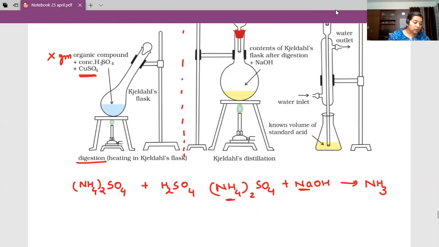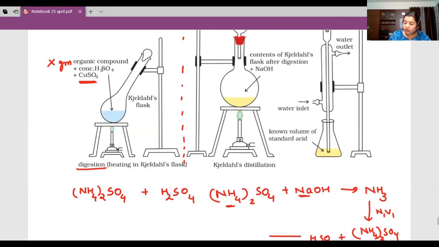Now, this ammonia liberated is passed into a known amount of sulfuric acid. Now it is treated with a known amount of H2SO4. You should know how much you have taken, N1V1. Okay, some part will be consumed. So ammonium sulfate again will be formed. Ammonium sulfate will be formed, but some H2SO4 will remain unused.